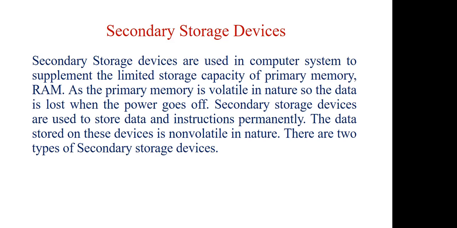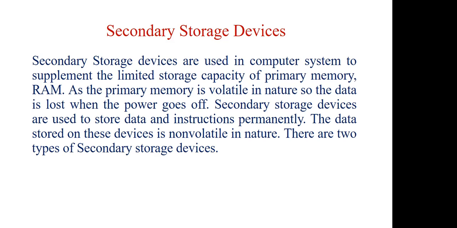Now these storage devices are used to store data and instructions permanently. The data stored on these devices is non-volatile in nature, because once the data is saved on these secondary storage devices, it is permanently stored there, unlike primary memory, where the contents vanish as the power goes off. But that is not the case with secondary storage devices.